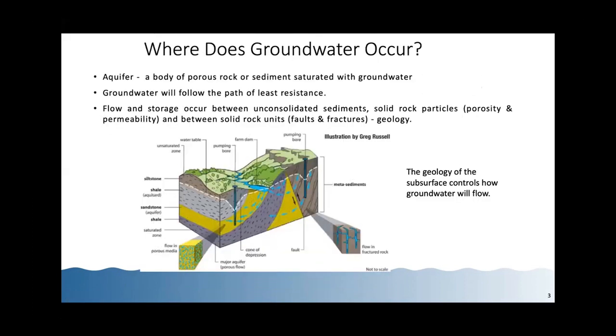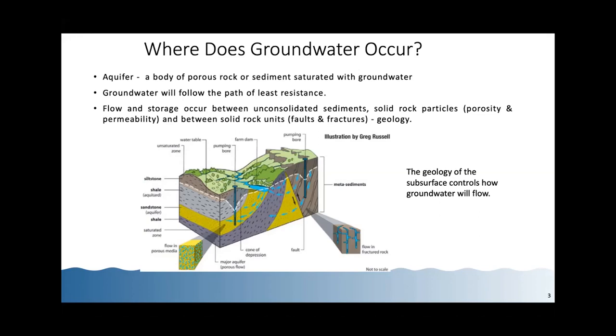Then the question, where does groundwater occur? We all are familiar with the term aquifer. If we look at the terminology behind that, an aquifer is a body of porous rock or sediment saturated with groundwater. Groundwater will follow the path of least resistance, and groundwater flow and storage occur between unconsolidated sediments, solid rock particles, and between solid rock units.